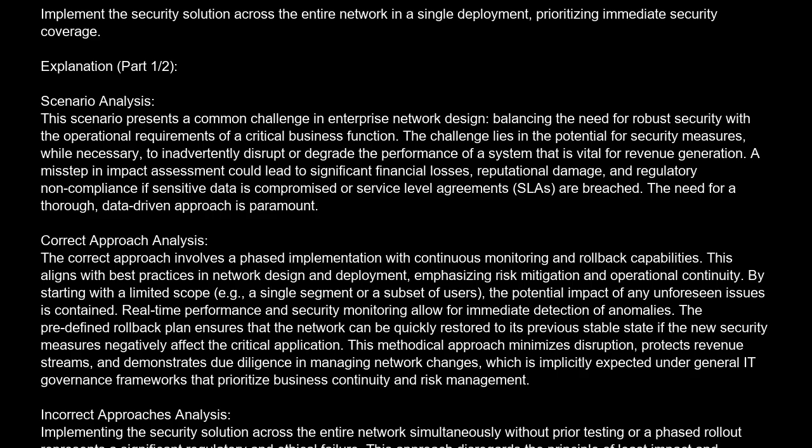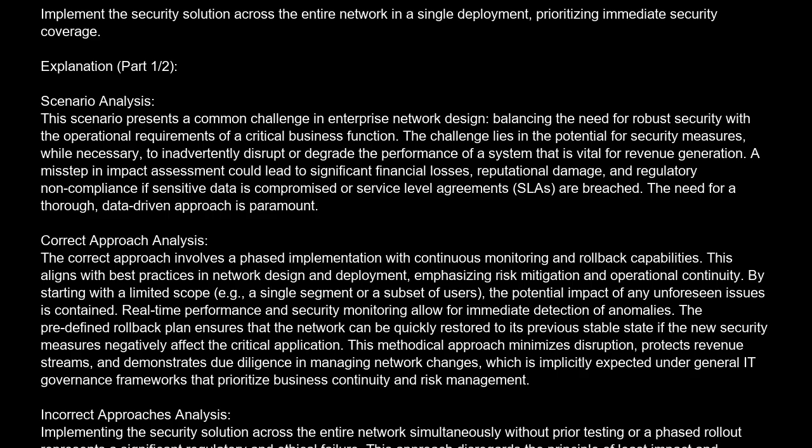A misstep in impact assessment could lead to significant financial losses, reputational damage, and regulatory noncompliance if sensitive data is compromised or service-level agreements, SLAs, are breached. The need for a thorough, data-driven approach is paramount.